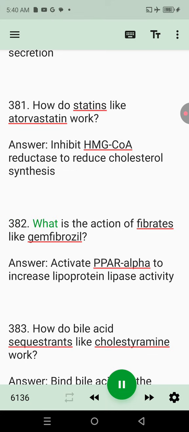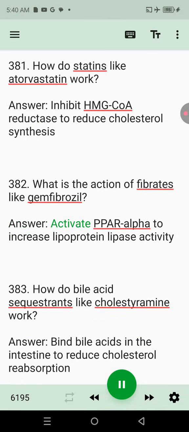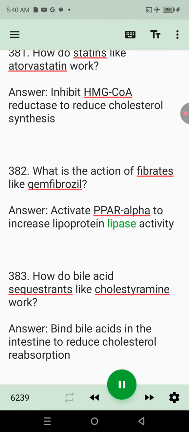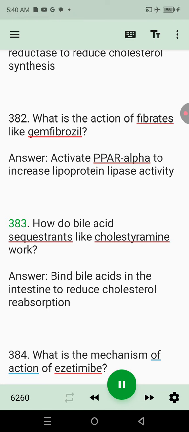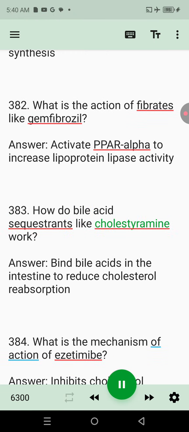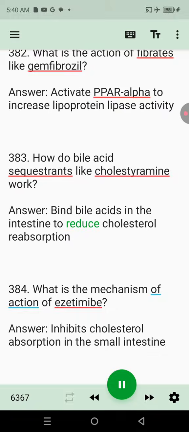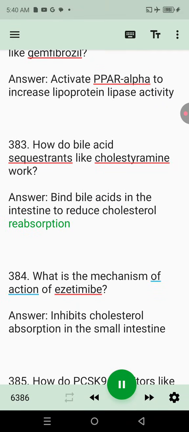382. What is the action of fibrates like gemfibrozil? Answer. Activate PPAR alpha to increase lipoprotein lipase activity. 383. How do bile acid sequestrants like cholestyramine work? Answer. Bind bile acids in the intestine to reduce cholesterol reabsorption.